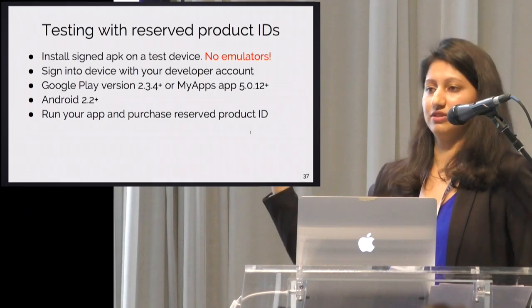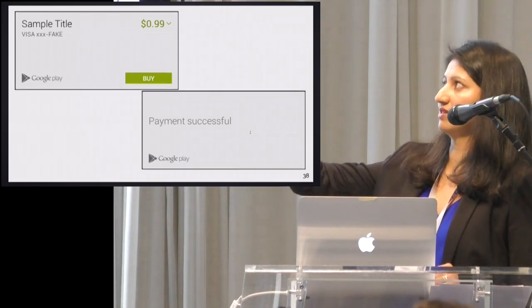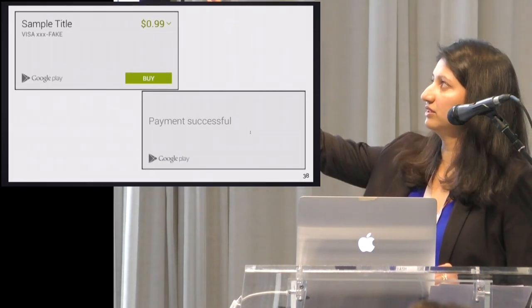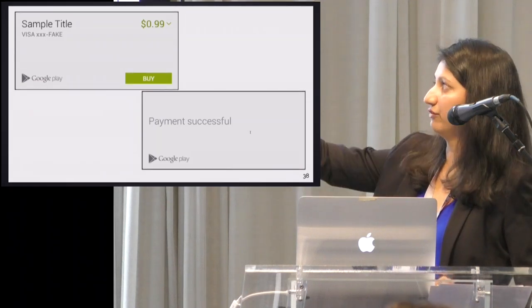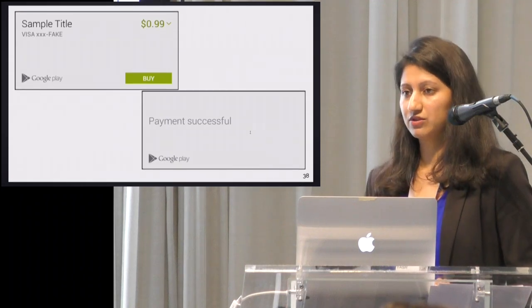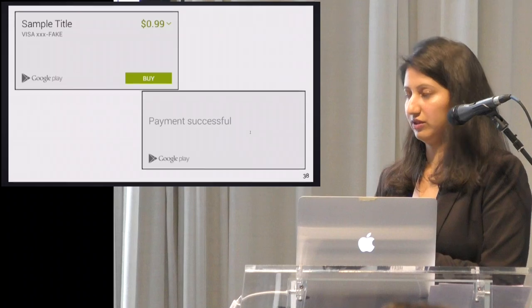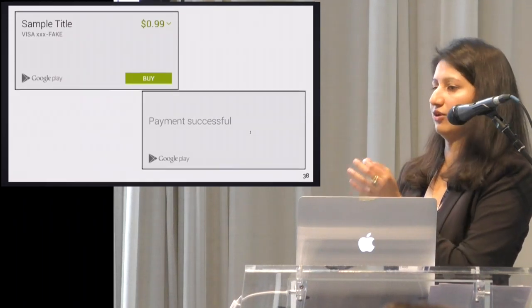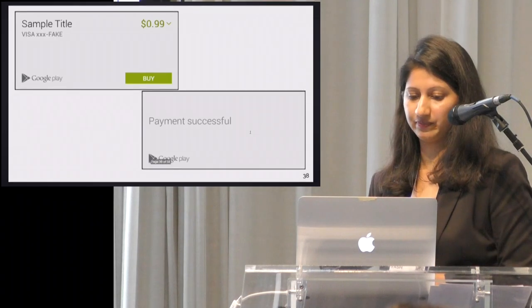Run your app and purchase the reserved product ID. If everything goes well, you should see a sample title, and you should see this dialog which shows all of this fake information. And if you hit buy, it's going to show payment successful. So this is in the case of a test product, which is the Android reserved product ID, Android test purchased. You can test it out with other reserved product IDs.